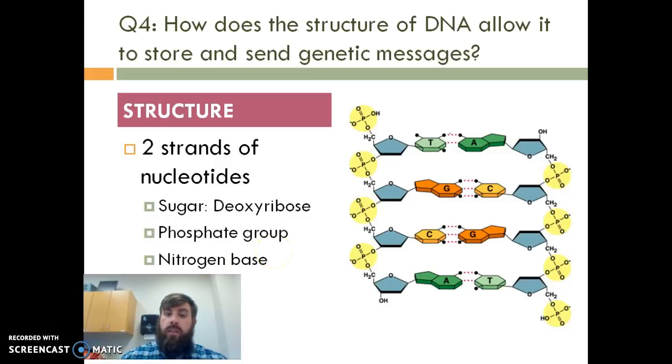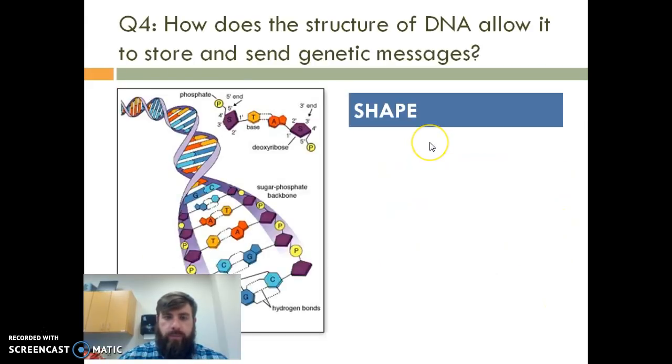We have a sugar group, which is deoxyribose. We have a phosphate group, and we have a nitrogen base. So you can see that this right here, up and down, is the phosphate group. Here is our sugar, the deoxyribose, and this is our nitrogen base.